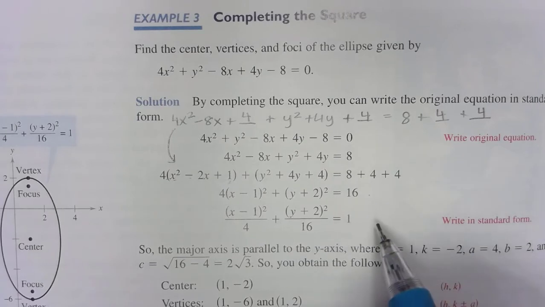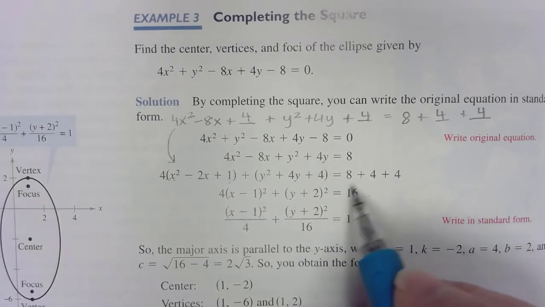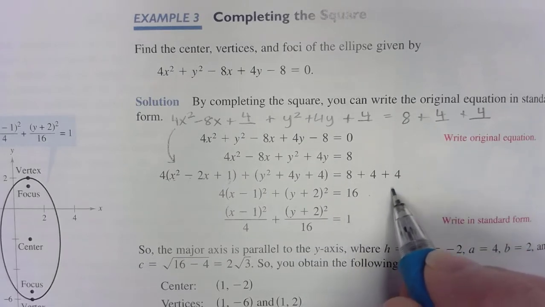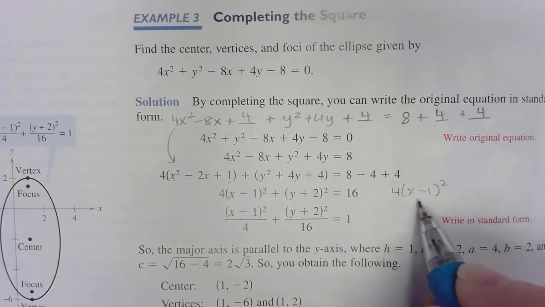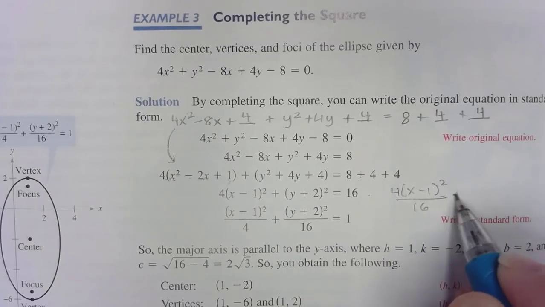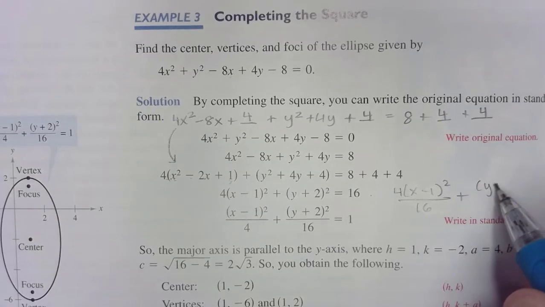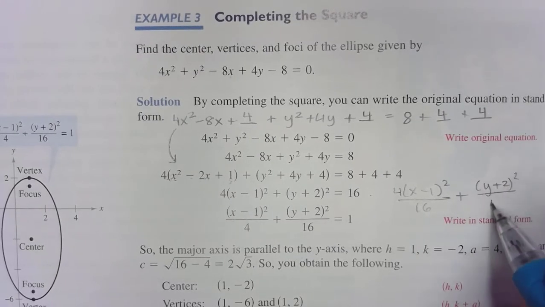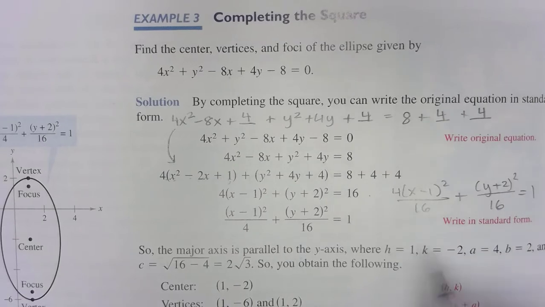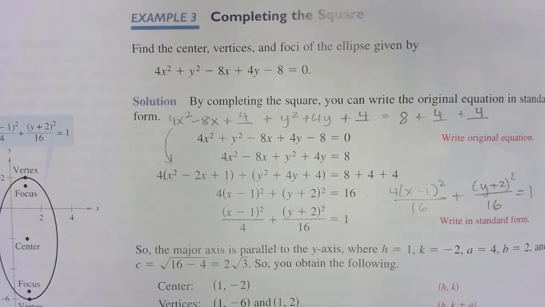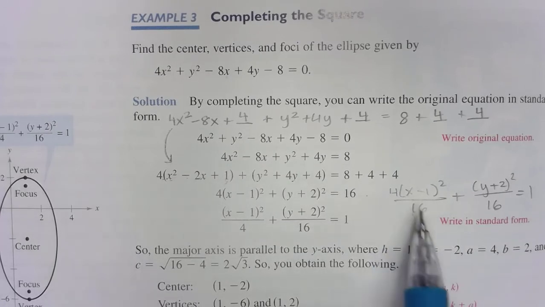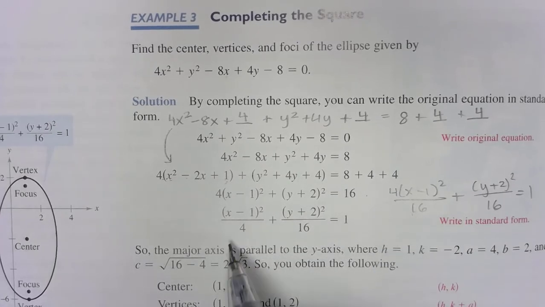And what's the next part? We have to have this equal to 1. So now I have 4 times x minus 1 squared divided by 16, plus y plus 2 squared divided by 16, equals 1. And we need to have on top no coefficient of the x squared term. It needs to be down here. So 16 divided by 4 gives us 4. So here we have this.